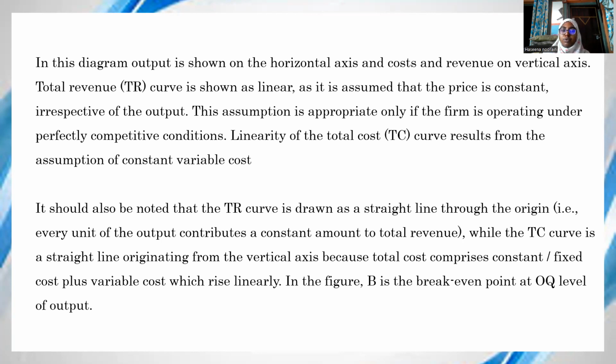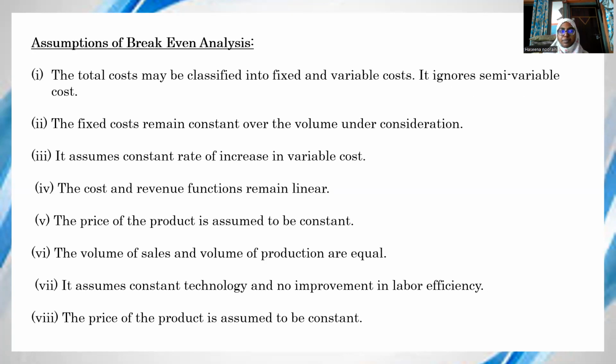Every unit of the output contributes a constant amount of total revenue, while the total cost curve is a straight line originating from the vertical axis, because total cost comprises constant or fixed cost plus variable cost, which increases linearly. In the figure, B is the break-even point at OQ level of the output.